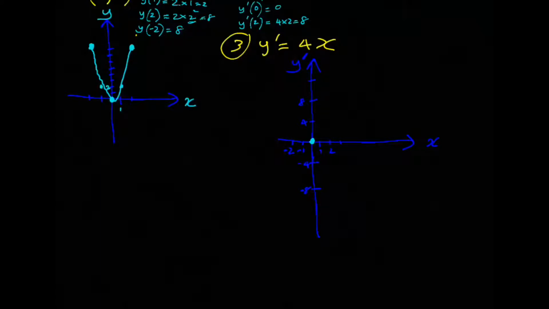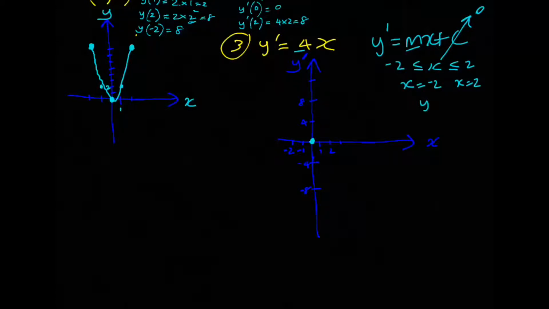Y dash equals 4x. Now we can see that that's in the format of y dash equals mx plus c, which is a straight line that passes through the origin because c is 0. And we know that 4 is positive, so it's going to look like this rather than this. Now remember that we're graphing from negative 2 less than or equal to x less than or equal to 2. So let's find the points at x equals negative 2 and x equals 2.